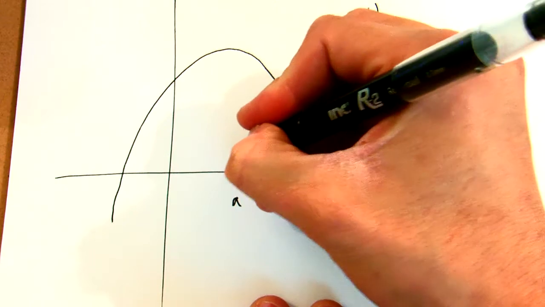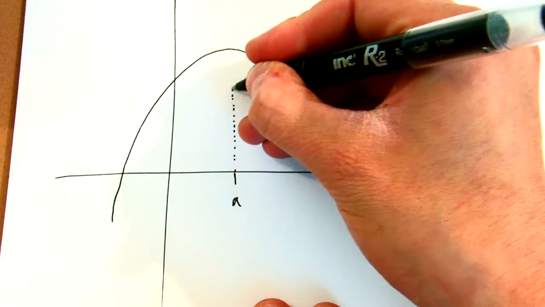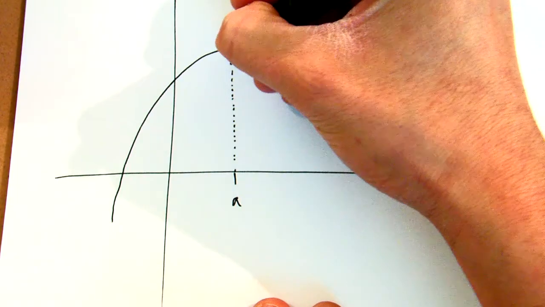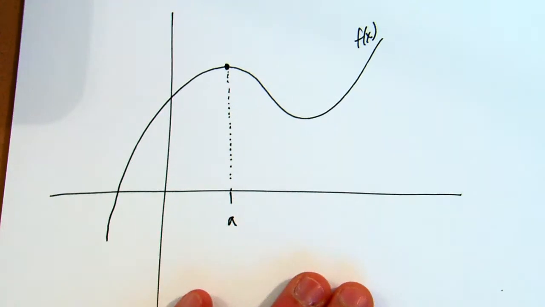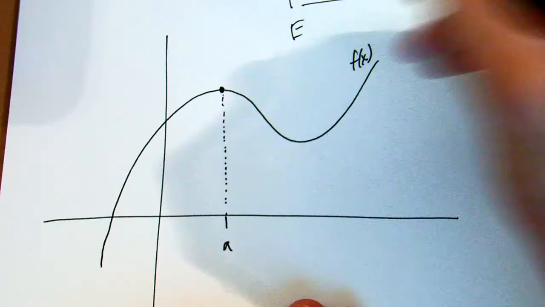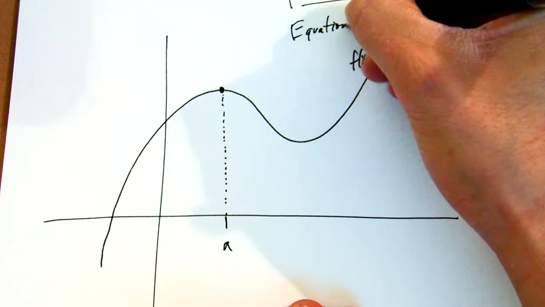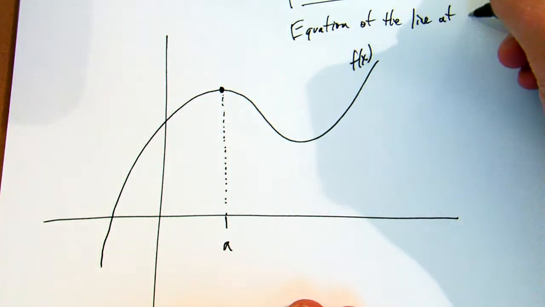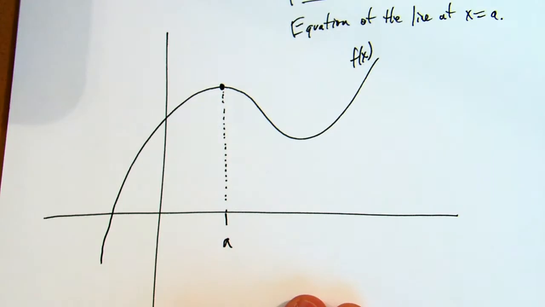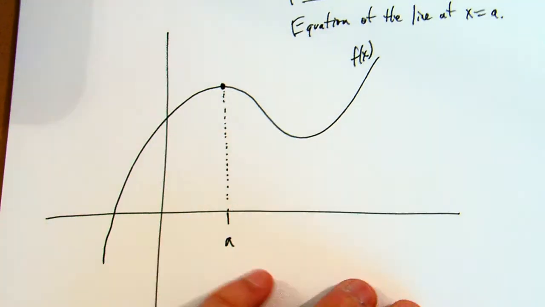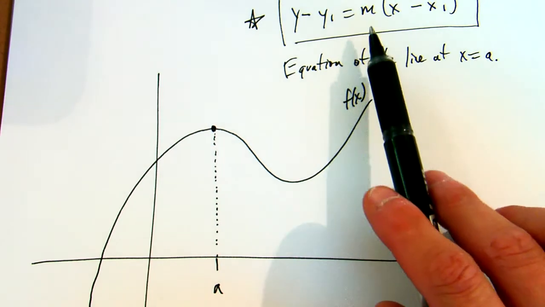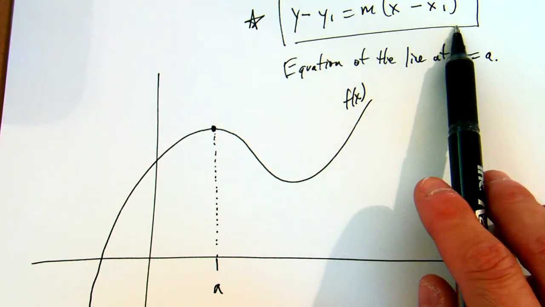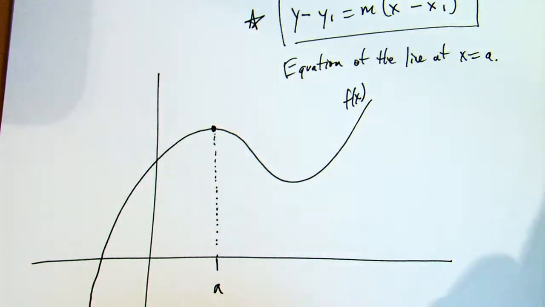So we scroll up here, and we know this is some point here. So I want the equation of the line at x equals A. So you might think, okay, Mr. Roseville, I think I can do that. For an equation, what do I need? I need an x and a y and a slope, right? Well, I can kind of find this.